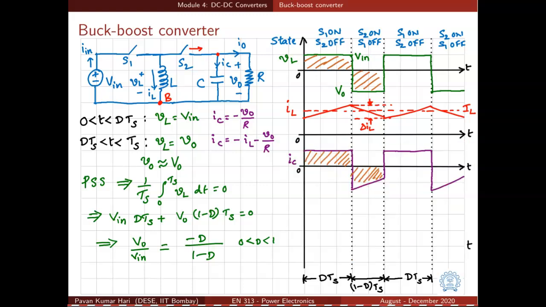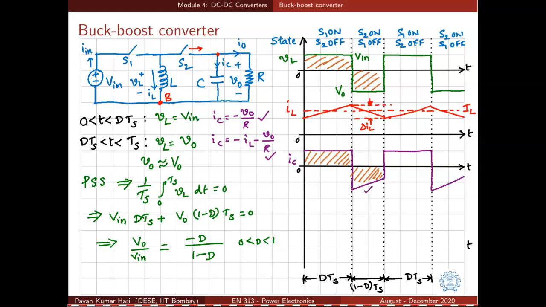How does the capacitor current look like? The capacitor current is equal to minus VO by R in the first interval, and since VO is almost constant according to our approximation, and it is negative as per the derivation that we have done for a positive V in, so IC will be positive. The capacitor current will be positive in the first interval. In the second interval, it is minus IL minus VO by R. So it is the negative of IL with VO by R being subtracted, the average output current being subtracted, and that is what is shown in the second interval here.